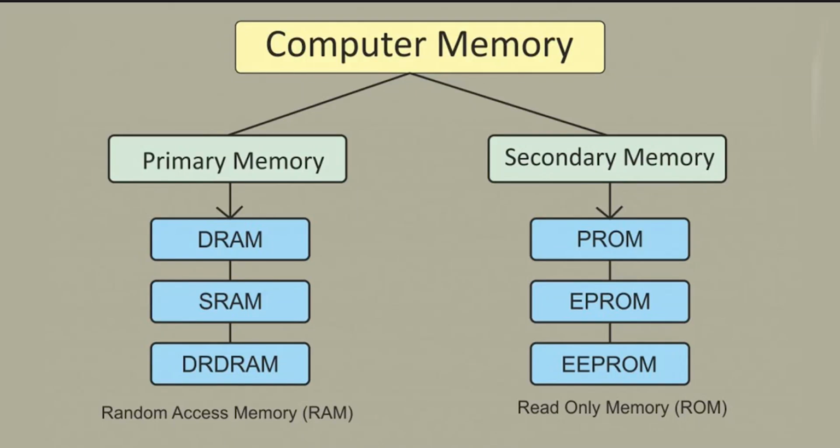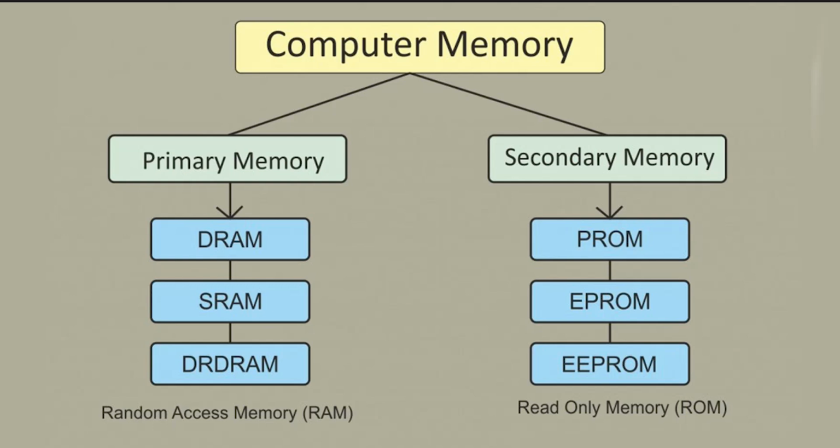In this video we are going to discuss computer memory. There are mainly two types of memory you can see in a computer: the primary memory and the secondary memory. The primary memory is also called random access memory, and the secondary memory is also called read-only memory, ROM. So in short, it's called RAM and ROM.